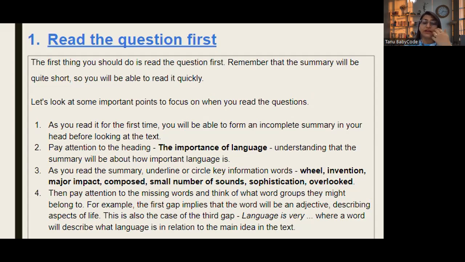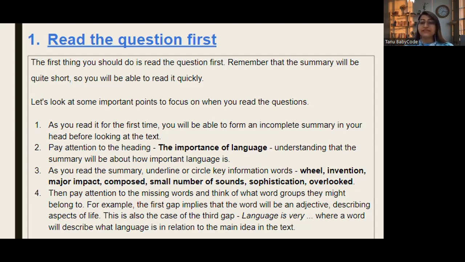Pay attention to the heading. Now the heading says the importance of language. So you should understand that the summary will be about how important language is, right? As you read the summary, underline or circle key information words like wheel, invention, major, impact, compose, small number of sounds, sophistication, overlook. You will be looking at all those keywords and you can underline them.